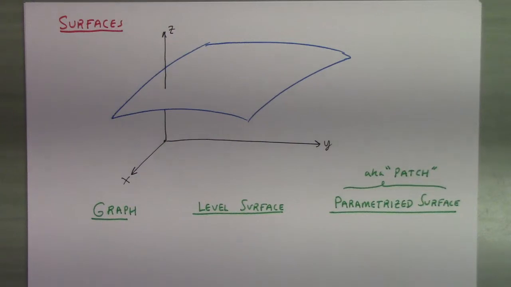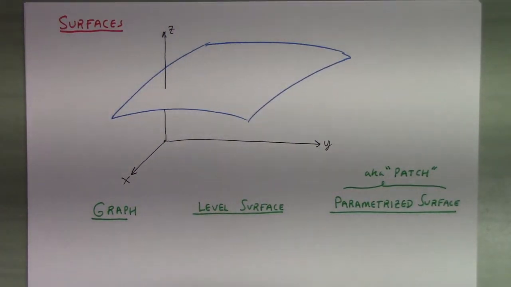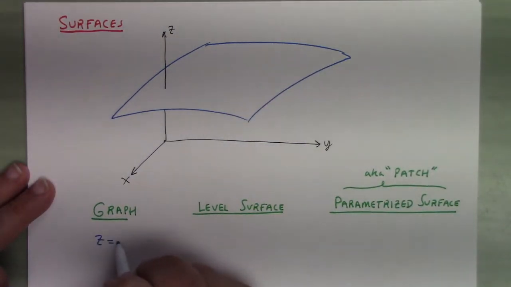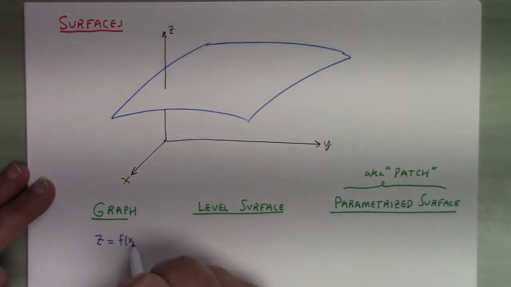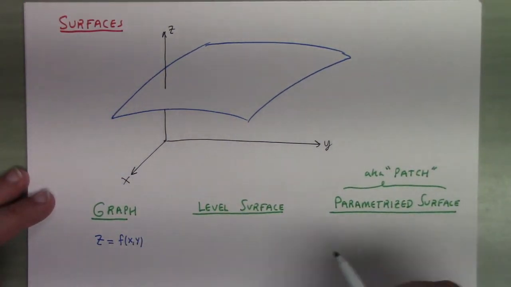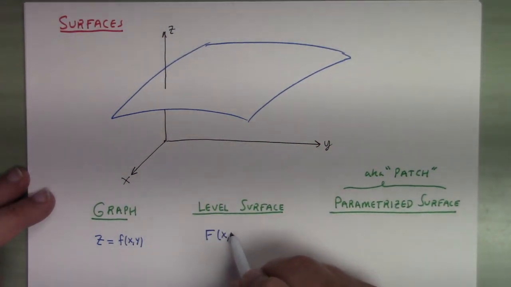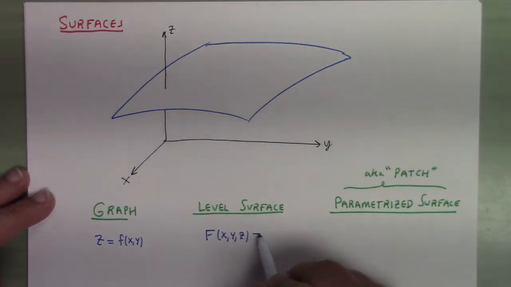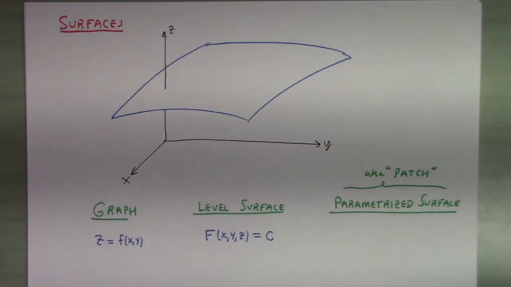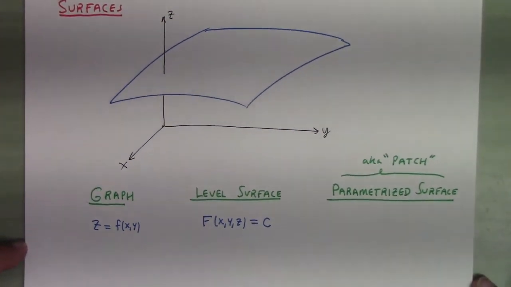So in three-dimensional space, there are really three ways to think about a surface, typically. One is the graph, so you could look at z is equal to f of x, y. You could look at the level surface, something like f of x, y, z equal to some constant. The level surface says the solution set of an equation is describing the surface.